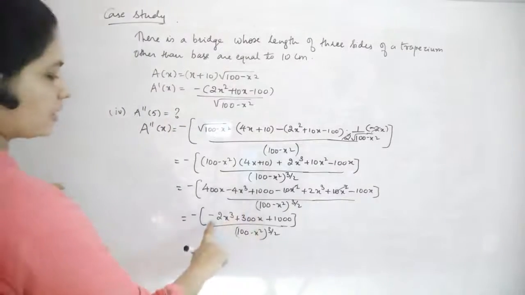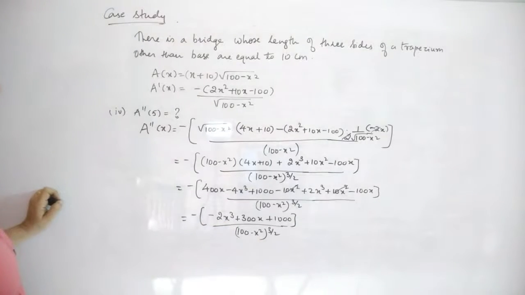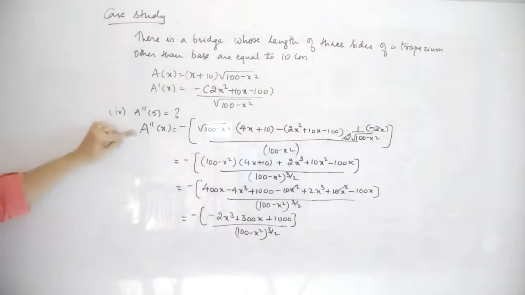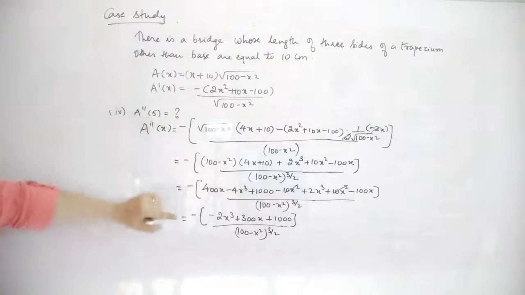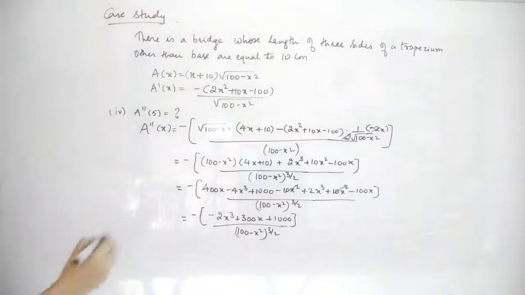After calculation you will get the numerator as negative of negative 2x cube plus 300x plus 1000 divided by 100 minus x square, the whole raised to 3 by 2. And you need f double dash of 5. You can replace here itself if you want. Okay, what you will get?